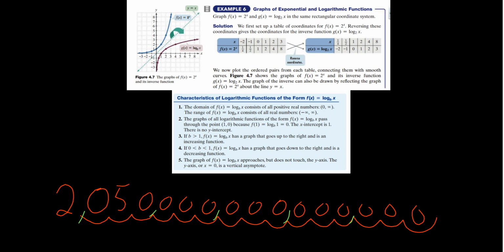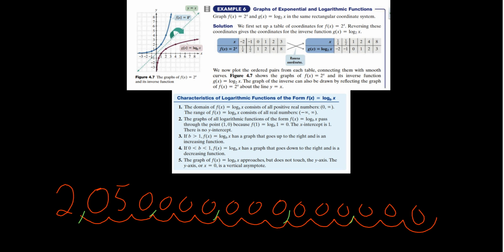All right, if we have some b greater than 1, then f of x equals log base b of x has a graph that goes up and to the right. And if b is between 0 and 1, we go down and to the right. It's a decreasing function.